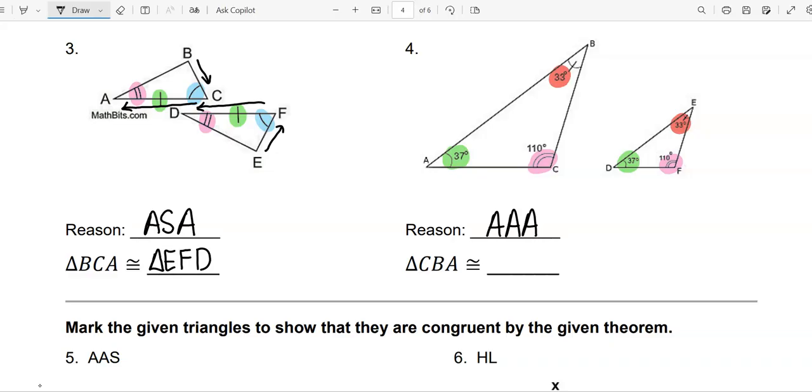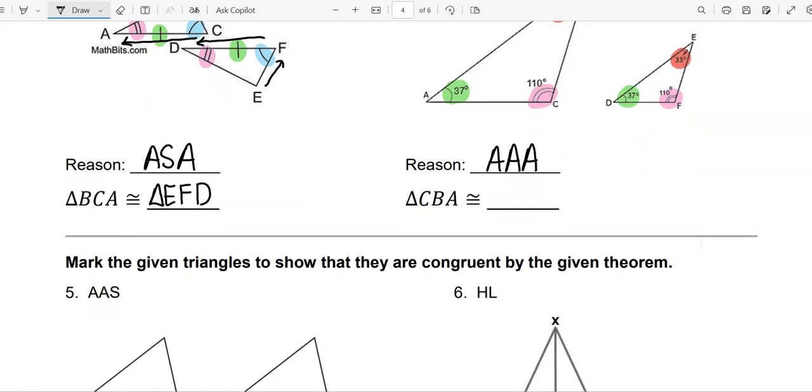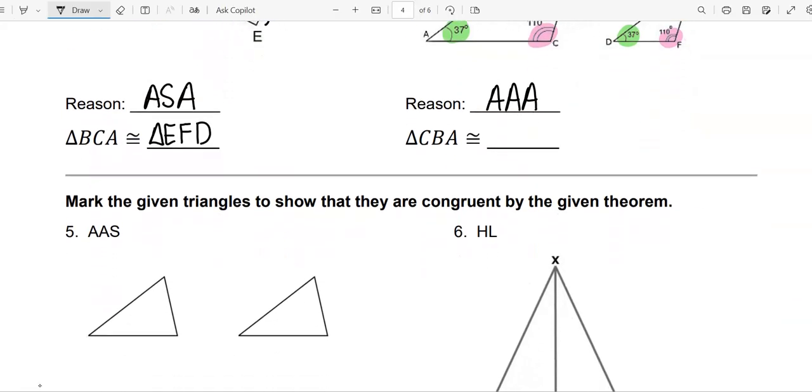It preserves the shape, but not the size. And to be congruent, don't you have to preserve shape and size? So is this congruent? No. What are these? Did we listen to this yesterday? They're not congruent. But they do have a relationship.